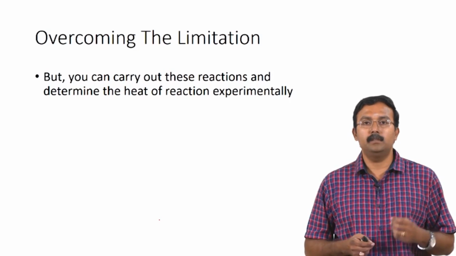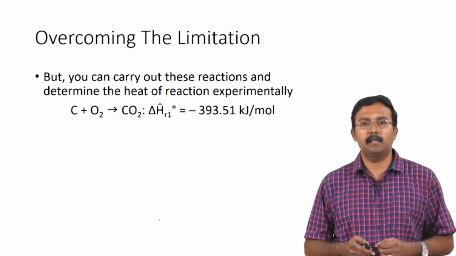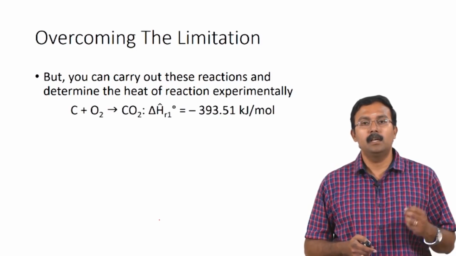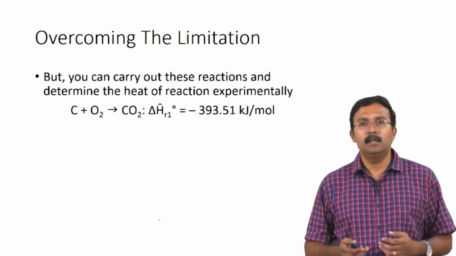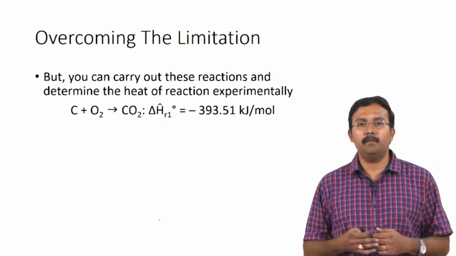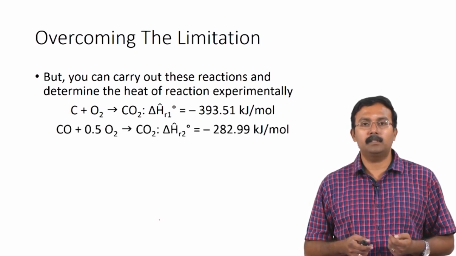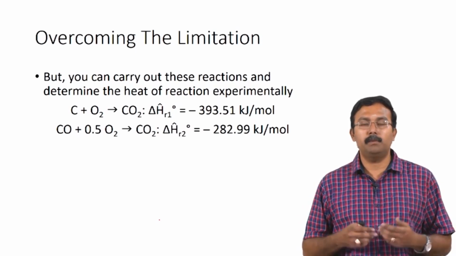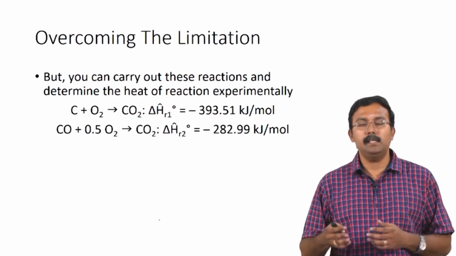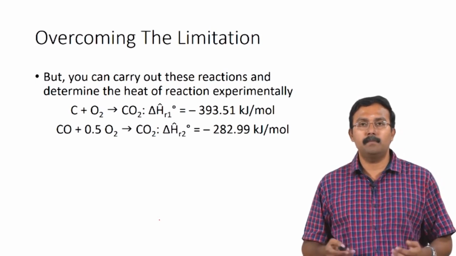How do we overcome this limitation? What you can do is carry out the following reactions and determine the heat of reactions experimentally. The first reaction is carbon plus oxygen forming carbon dioxide. This is just a simple combustion reaction of carbon, and as long as complete combustion happens, this reaction can be easily accomplished. The other reaction is you take carbon monoxide and let it react with oxygen to form carbon dioxide. Again, this reaction is also quite possible, because once we have carbon monoxide, we can easily let it react with oxygen to form carbon dioxide, and the heat of reaction for these two can be measured.